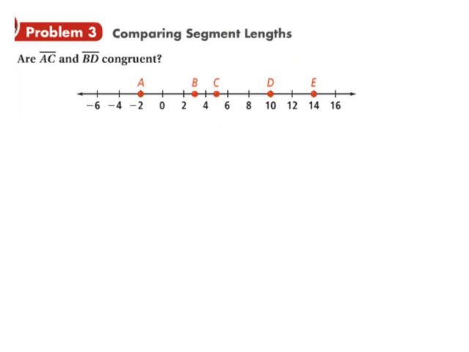Okay, comparing segment lengths. Are AC and BD congruent? Well, we need to see. We've got to figure out the distances. So we're doing from A to C. So we want to find out what the length of AC is. C is at 5 minus, and A is at negative 2. Negative and negative make a positive, which makes this 7. So AC has a length of 7.